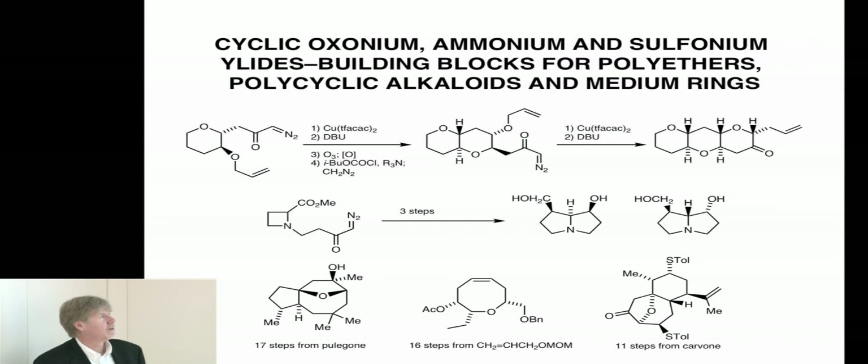I started out with oxygen heterocycles. I moved on to nitrogen heterocycles, where we're basically using cyclic ylids to build heterocycles. And now, towards the end, I pointed out we can also use it to build medium-sized rings, either carbocyclic or heterocyclic. And I've told you about some progress towards these 3 natural products.